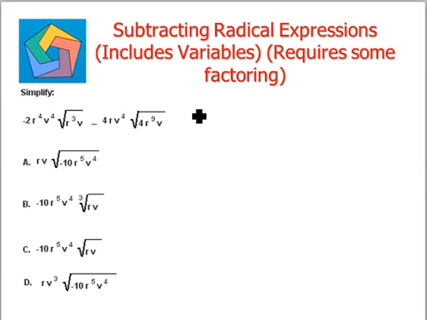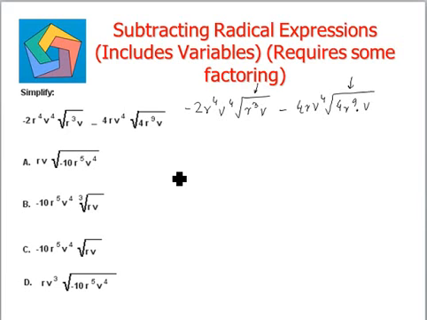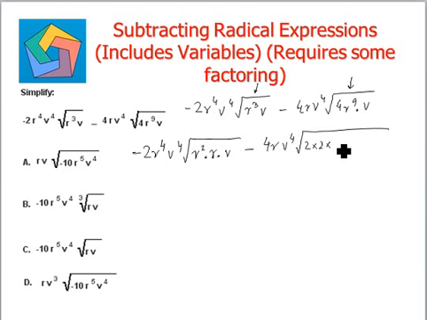It says simplify negative 2 r4 v4 square root of r cubed times v minus 4r v4 square root of 4 r9 times v. Here we see that both the terms are not similar inside the radical, so we simplify r4 v4. In the first radical, r cubed can be written as r squared times r times v minus 4 r v4. 4 can be factored as 2 times 2. r9 can be written as r squared times r squared times r squared times r squared times r times v.